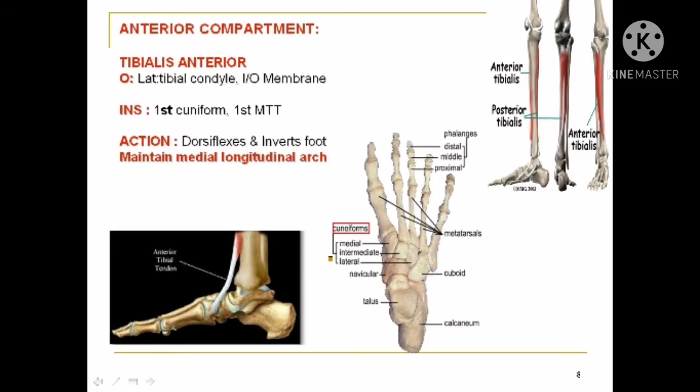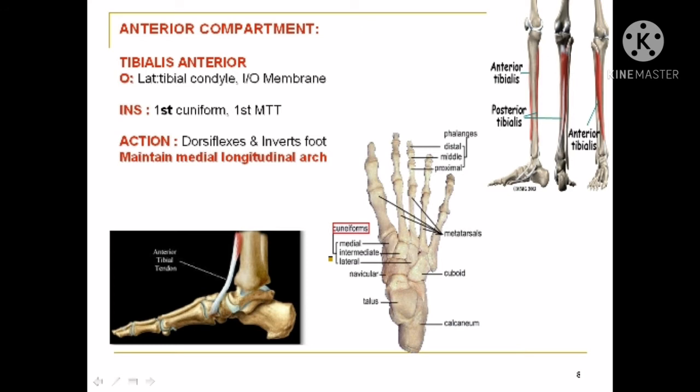Now the anterior compartment and its muscles. Tibialis anterior. It arises from the lateral tibial condyle and the adjacent interosseous membrane in between the tibia and the fibula. Its insertion is upon the first cuneiform or the medial cuneiform bone as shown in the diagram.